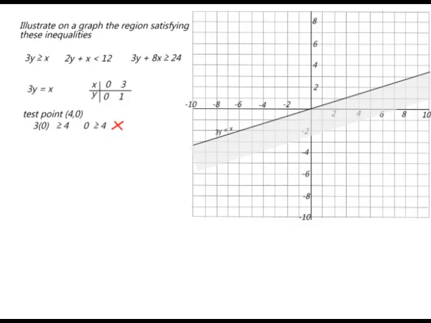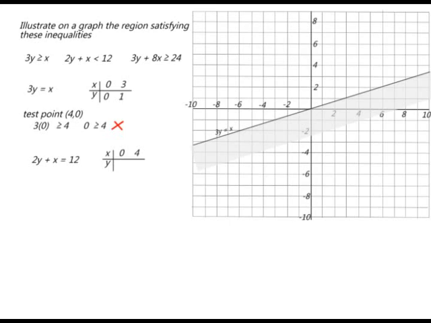Next inequality, 2y plus x is less than 12. Clue number 1, it's a broken line. As an equation, 2y plus x is equal to 12. We choose 2 values of x and calculate the corresponding values of y. We choose 0 and 4.